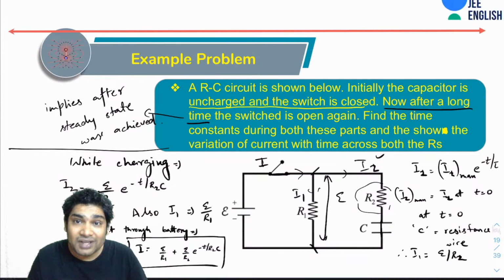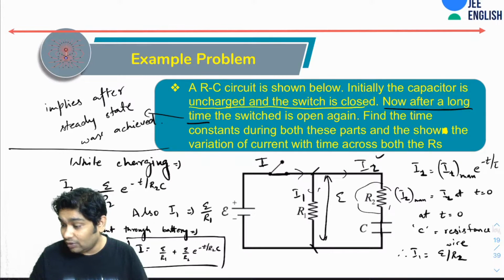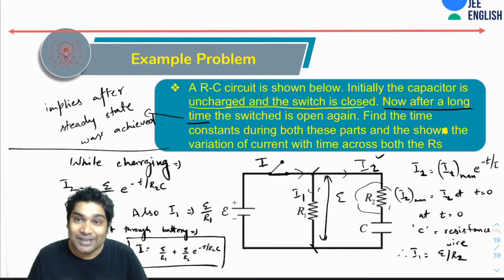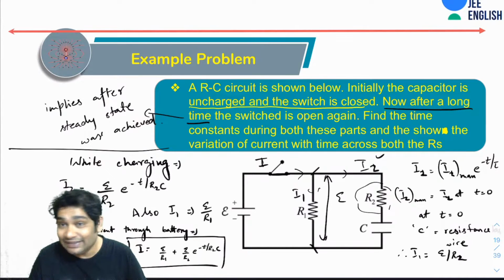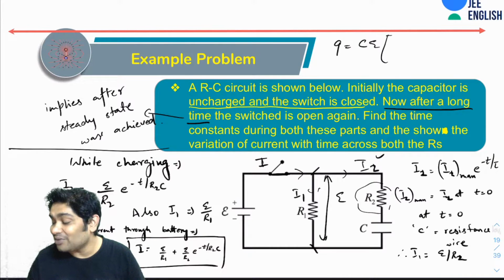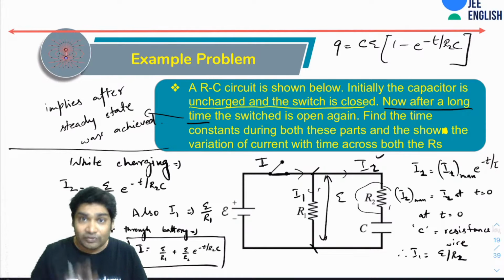Similarly, at any time, what would be the charge on the capacitor? That also you can say now. What is the final charge on the capacitor? Final charge on the capacitor would be CE. So you could have written the equation for that also. Q would be CE times 1 minus e to the power of minus t over R2C. That's it. The moment you know the value of the time constant, you can write all the expressions.